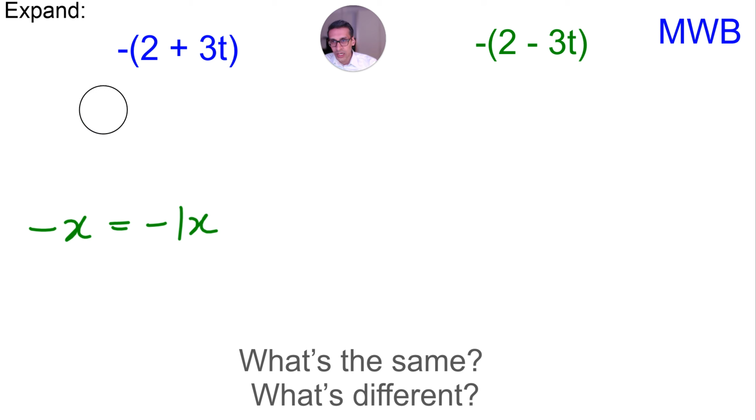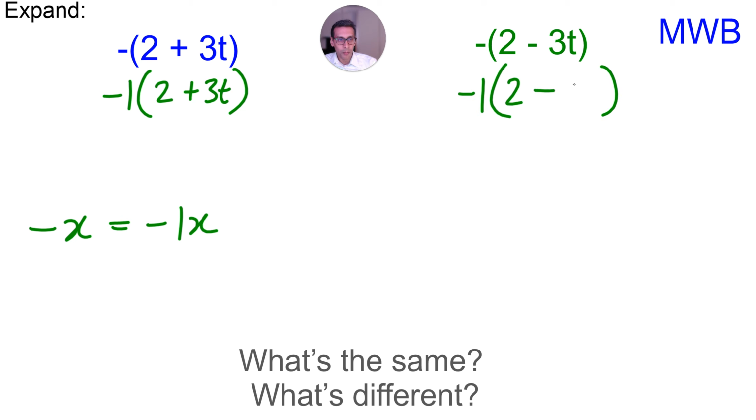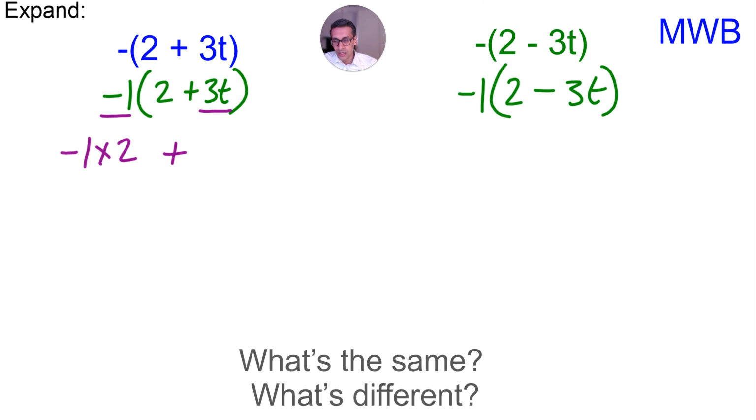When you have a negative of a bracket, you're actually writing negative 1 times 2 plus 3t. And on the right hand side, negative 1 times 2 minus 3t. So let's expand both. If you didn't know what I've just told you, try to expand both of these and then we can check the answers. So negative 1 times 2 plus negative 1 times 3t.